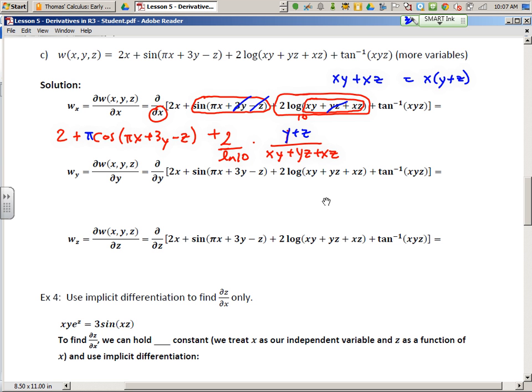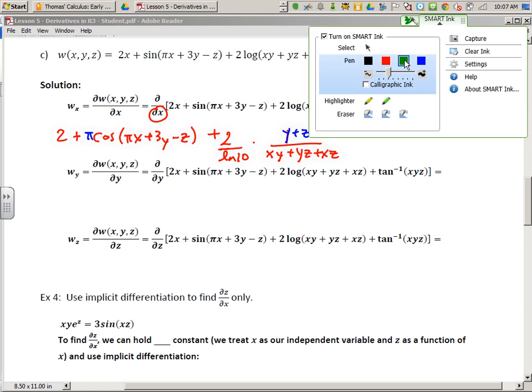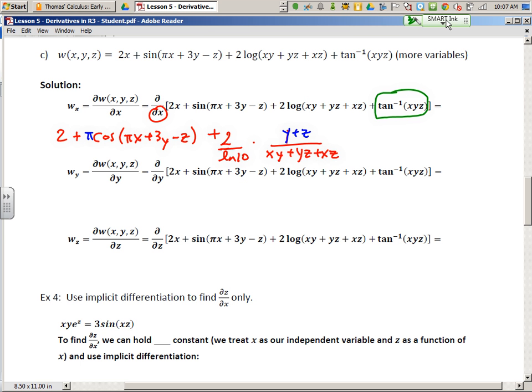And now we're on to our last term. It is an inverse tan, so we always follow the same basic pattern. It's 1 over 1 plus whatever's inside squared. Then we multiply by the derivative of what's inside. So we have x, y, z, but the y and the z part is just a number, like 38 or whatever. So 38x, the derivative would be 38. So we're just going to put yz on top. That's the derivative of the inside.